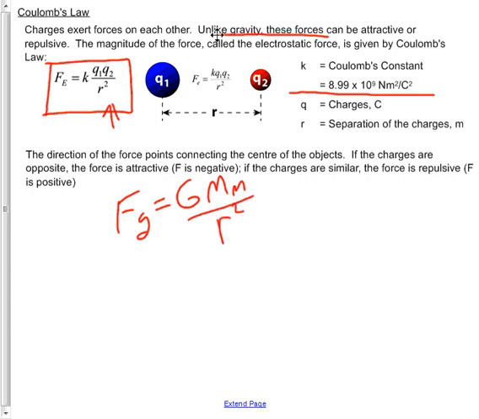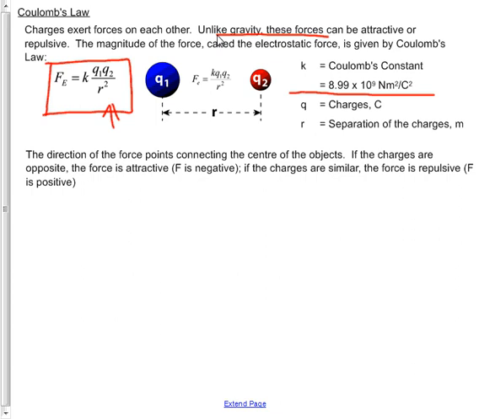These two expressions look very similar. The only difference is we're going to use a different constant, and instead of looking at mass, we're looking at charge. That's pretty cool, the fact there's some symmetry there in the universe, though not something we're going to talk about too much right now. The other important thing is that the direction of this force, just like in gravity, connects the centers of the objects, so center to center.